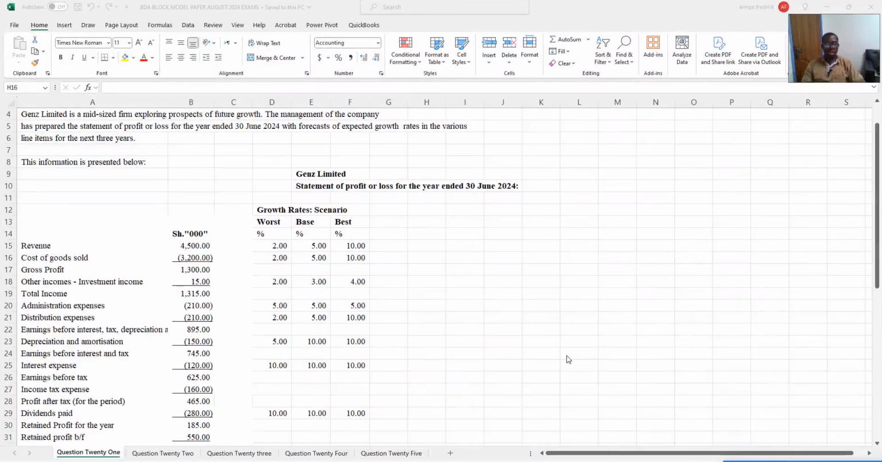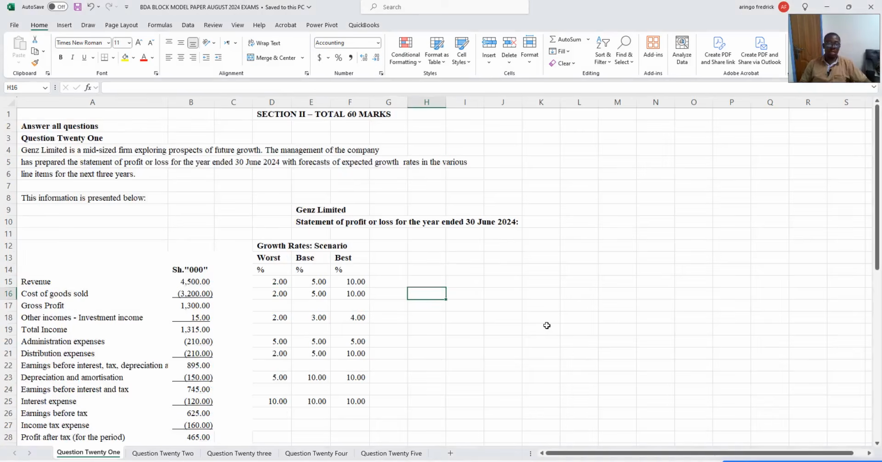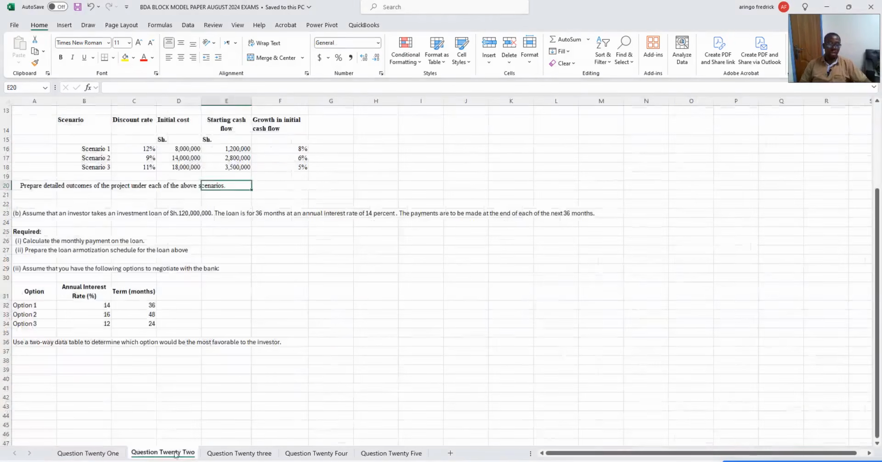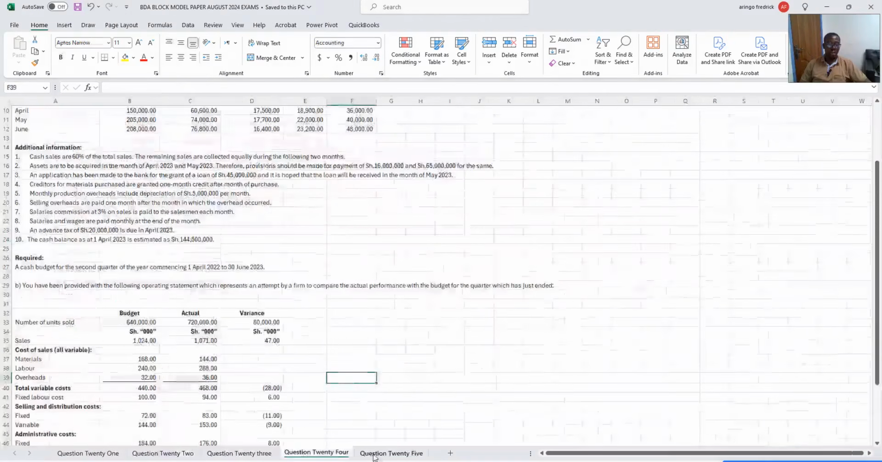Remember, by now, at least we should be familiar with how this paper is always tested. And in that case, our segment today, I want us to look at the practical part. If you check our revision block model paper, we have five main questions.